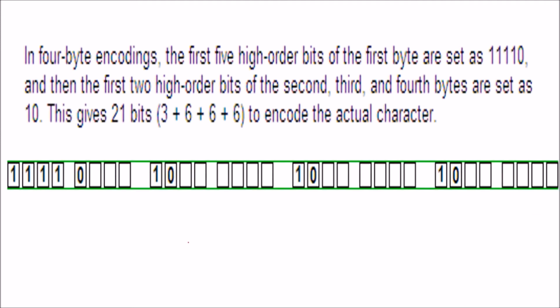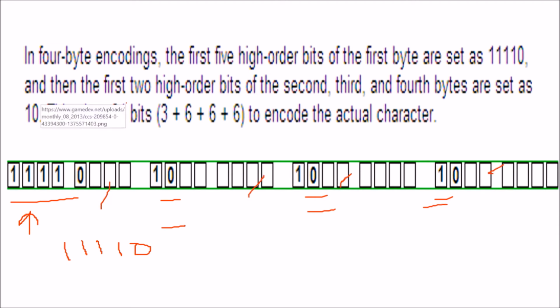And finally, the 4 byte encoding. The first 5 bits of the first byte are fixed, 11110, and the other bytes again have 10 fixed. So how many are we left with for 4 byte? The first 5 higher order bits of the first byte are fixed, 1 1 1 1 0, and here 1 0, here 1 0, here 1 0. So 3 are left, then 6, 6, 6. 18 plus 3 is 21. So we are left with 21 bits to encode the actual character.